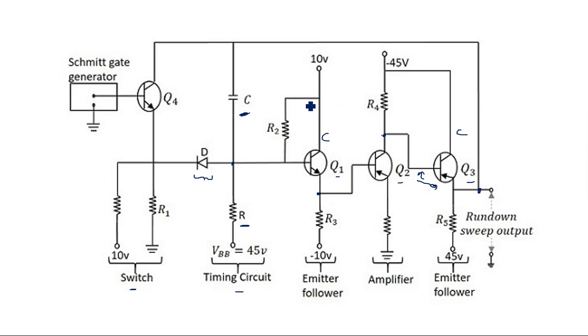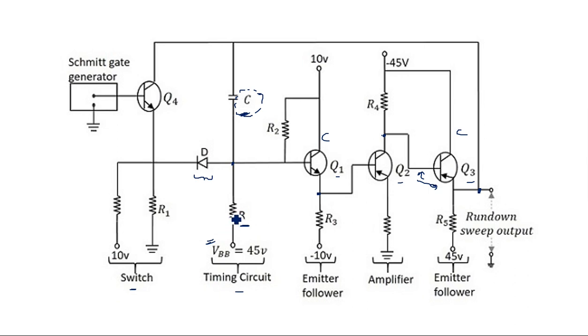Now, the capacitor C placed between the base of transistor Q1 and the emitter of Q3 is known as the timing capacitor. It is known as the timing capacitor because through it we decide the time period of the sweep waveform. The sweep speed is changed from range to range by switching R and C, and may be varied continuously by varying the VBB potential. So here the biasing voltage is required to change the strength of the signal.